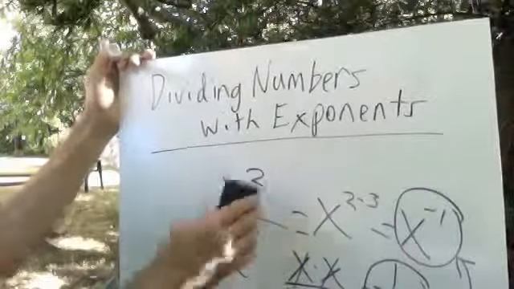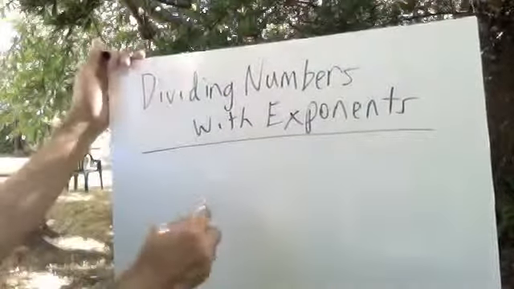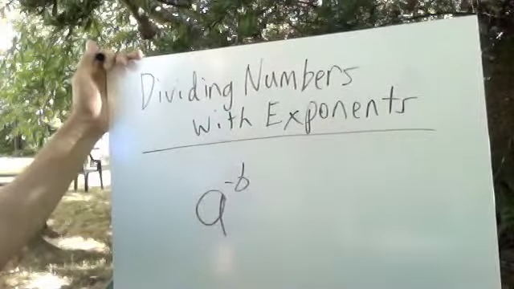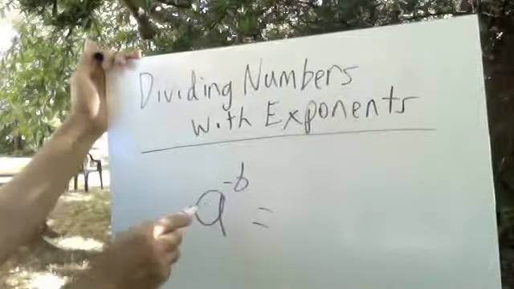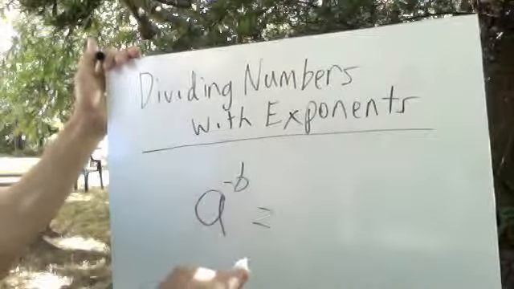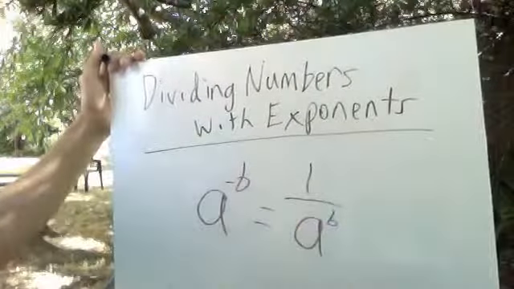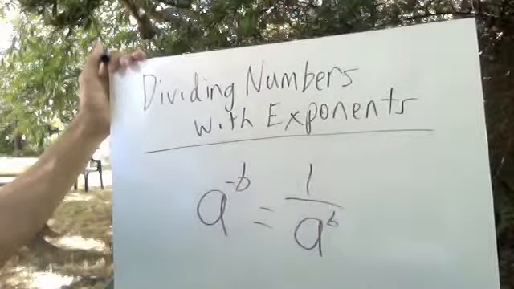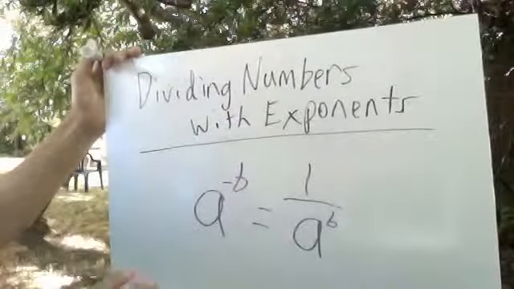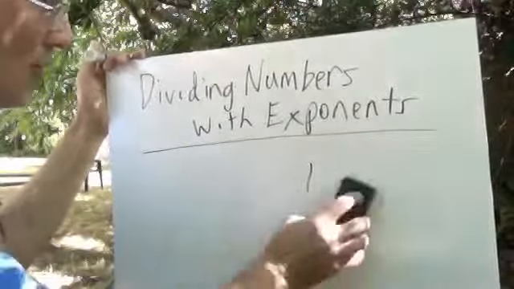A more general way to say it is: anything to a negative exponent is the same thing as the inverse of that, the reciprocal of that, to a positive exponent. So 1 over a to the positive exponent. Stop and think about it if that spaces your brain. I know that's a little bit of a hard concept. It's easier, honestly, to just think about the canceling.